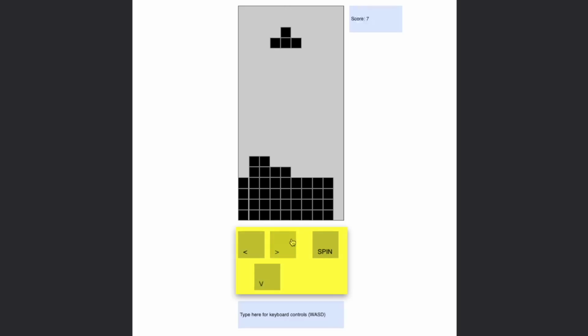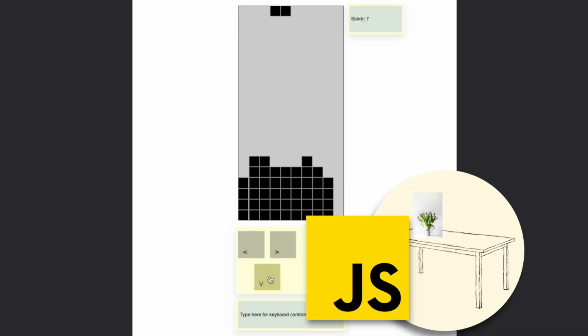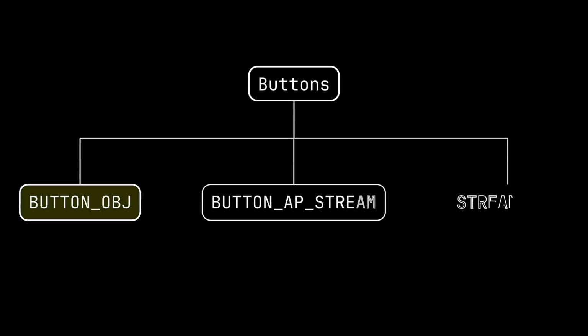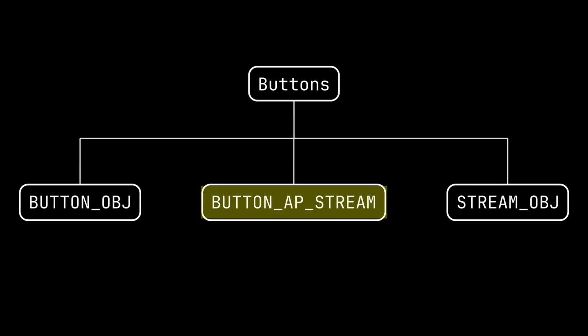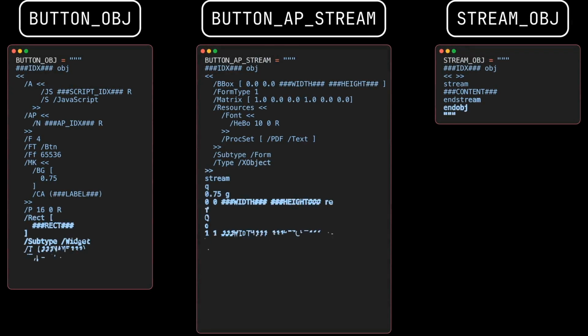Next up are the buttons and text boxes. These are slightly more complicated because we'll need to attach JavaScript to them for functionality. Let's start with the button. A button here is made from 3 different objects: the button object itself, an appearance stream for controlling how it looks, and a stream object for storing the JavaScript logic. Here are the templates they correspond to.